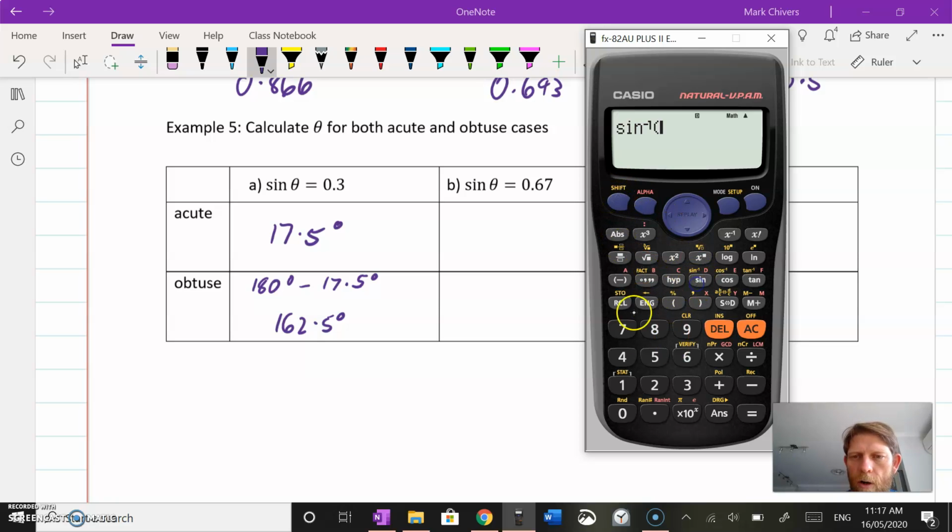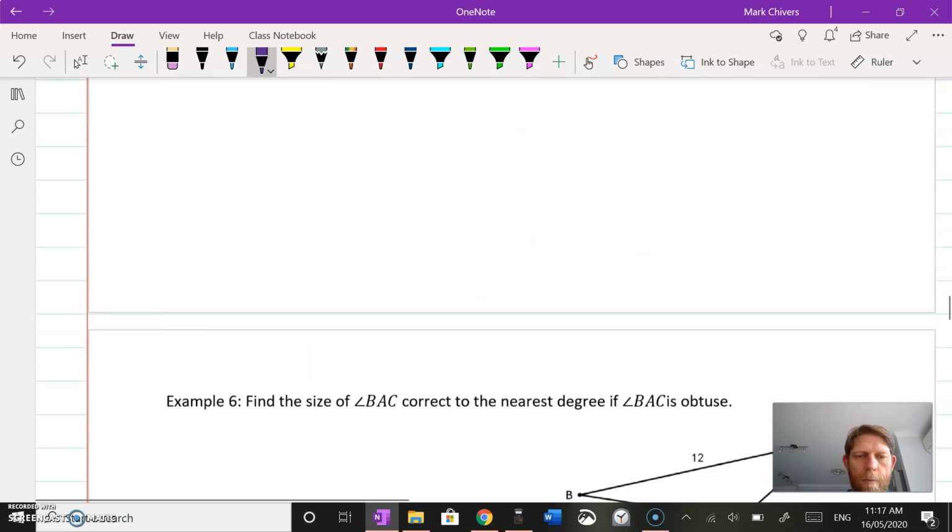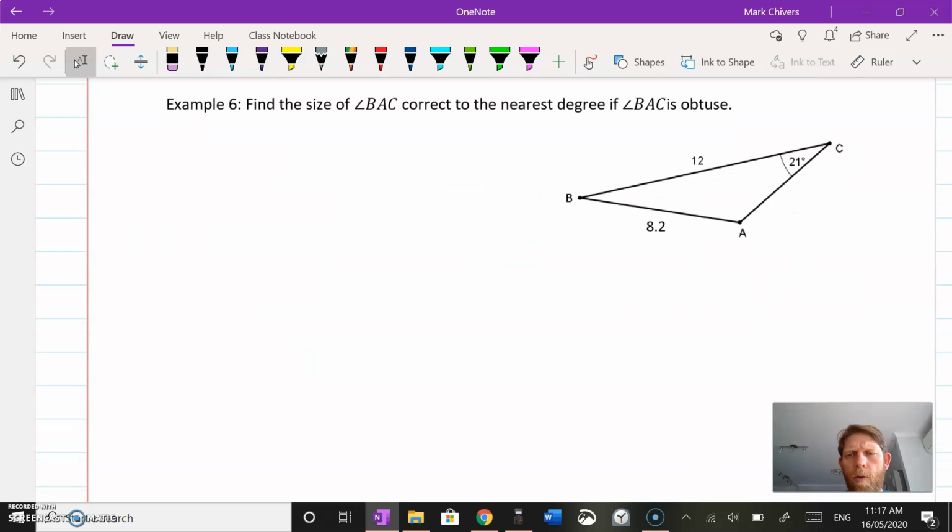Okay, I'll quickly do the next one and we'll probably skip the one afterwards. So if we go shift sine of 0.67, we're going to end up with 42 degrees. So the obtuse angle is going to be 180 minus 42 degrees. That's going to be 138 degrees. Okay, and the same process applies there for the last example. But I just want to leave us time to move on to this one.